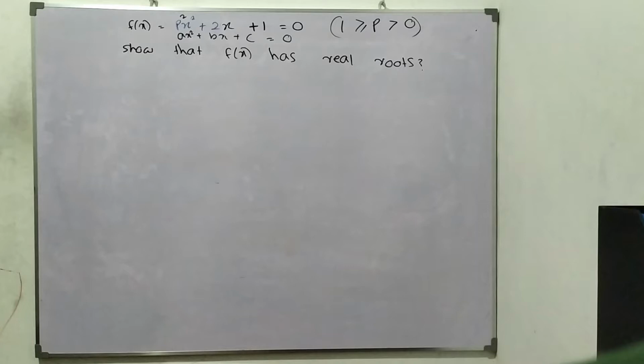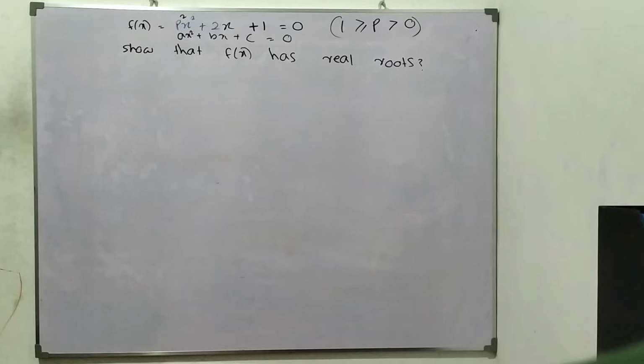So you can see on the board, f(x) equals p squared x squared plus 2x plus 1 equals 0. Here p was given in the range greater than 0 and less than or equal to 1. Show that f(x) has real roots. So we have to show this function has a real root. So what can we do now?